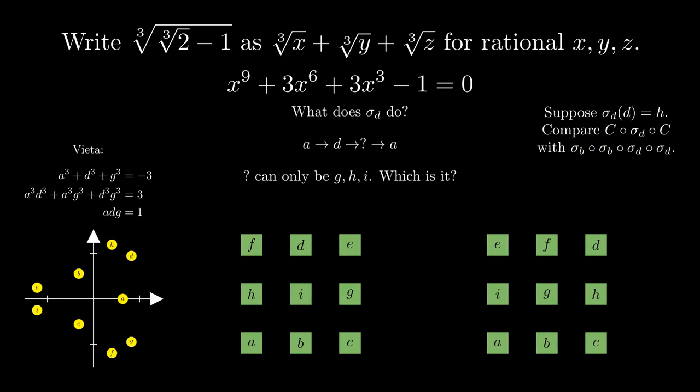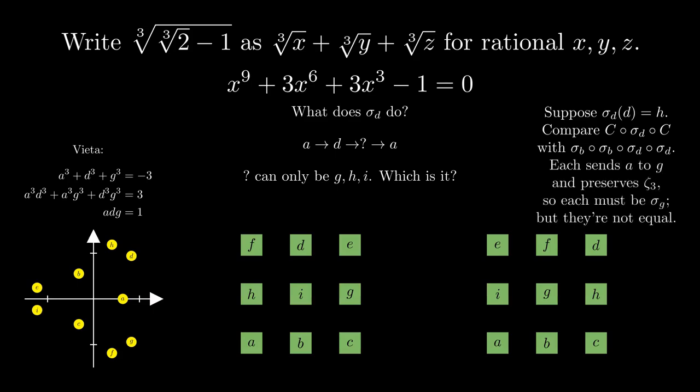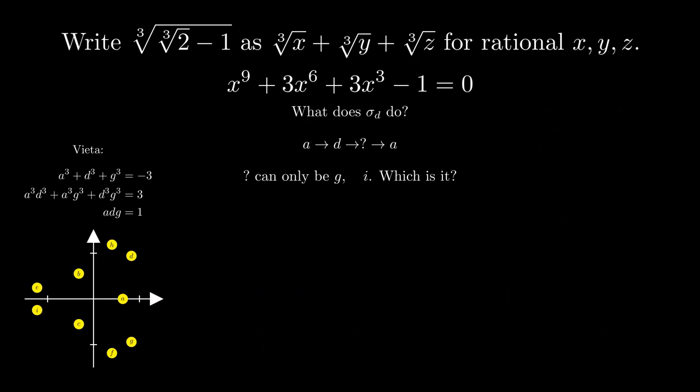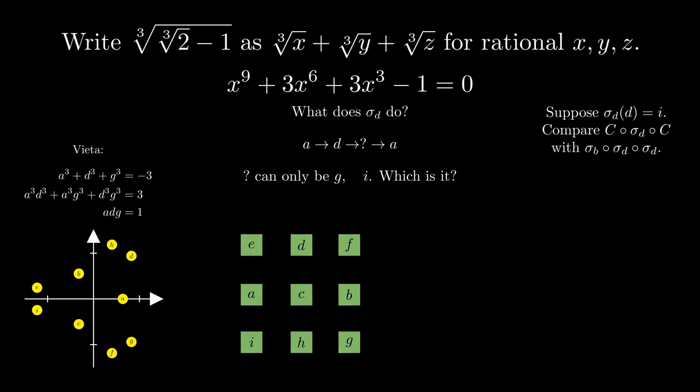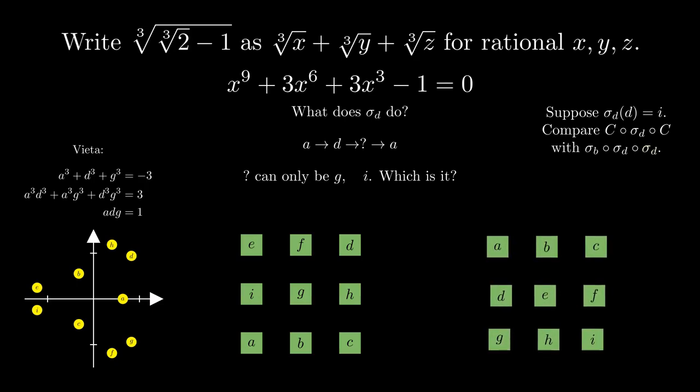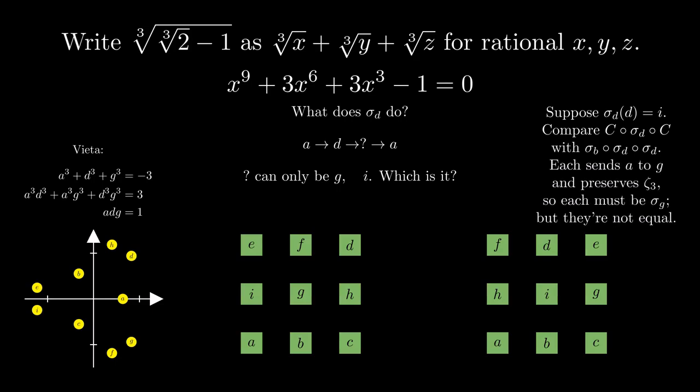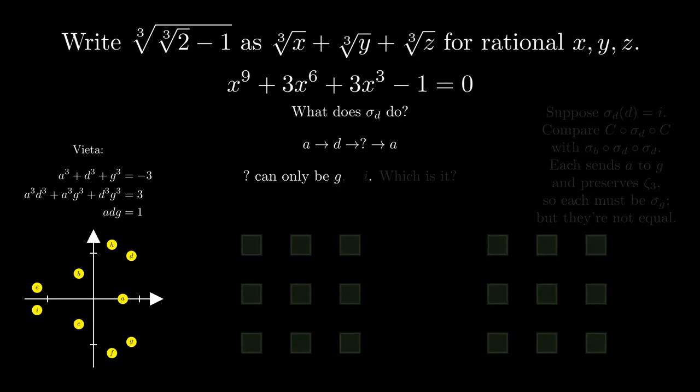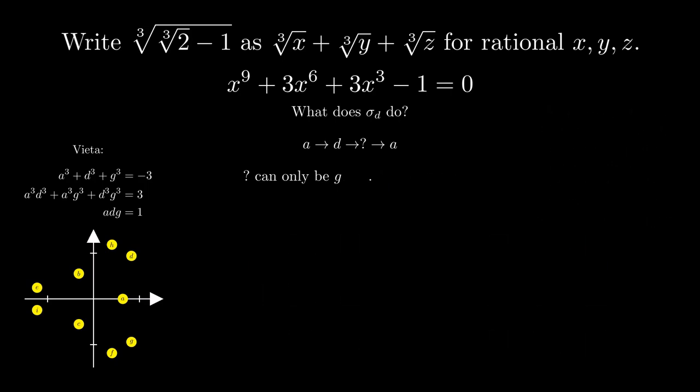They're both one of the sigmas since they both fix zeta 3, and in fact both send A to G, so they're both sigma G, but they aren't the same. So this case was bad, and we eliminate H. And in the same way, if it takes D to I, then we compare complex conjugation around sigma D, acting like this, with 2 applications of sigma D and 1 of sigma B, acting like this. Again, sends A to G and must be a sigma, but not equal, so we can scratch I too. So we conclude that sigma D is A to D to G to A.